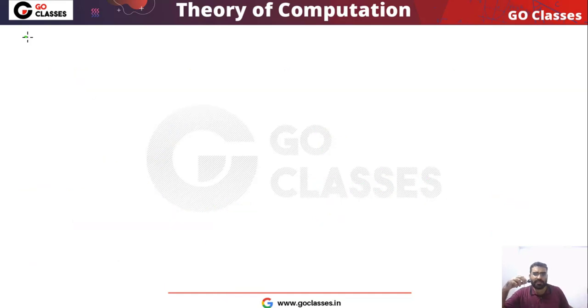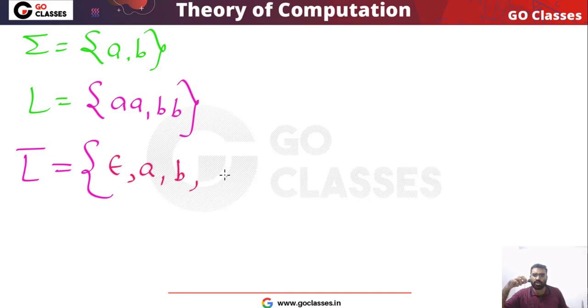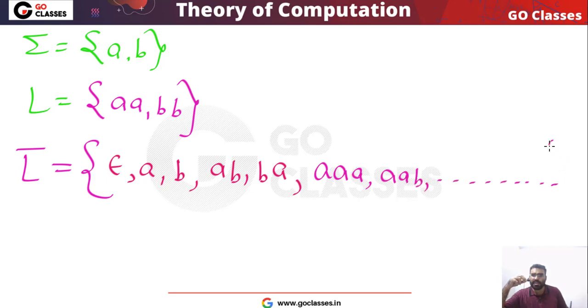Now the alphabet {a, b} is given to you, and this language {aa, bb} is given to you. The question is asking what is L complement. Remember, L complement will have all the strings which are not in L. You can notice this string is not in L, this string is not in L, and these are not in L. And after that, every string of length 3, every string of length 4, every string of length 5, every string of length 6, is not in L.